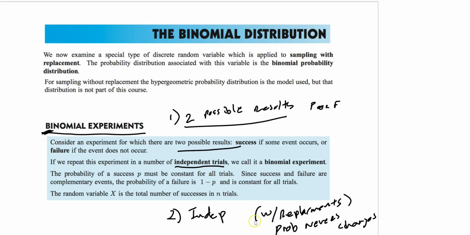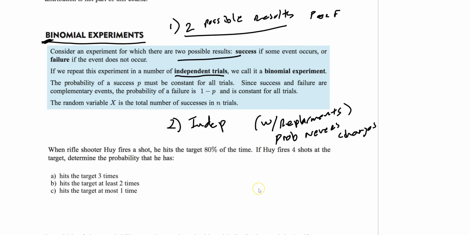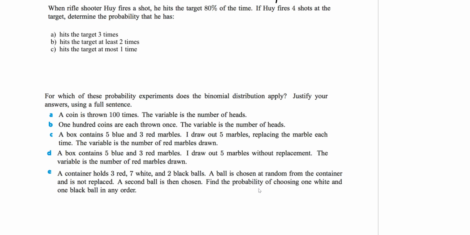This means the first step is being able to identify a binomial distribution problem. I think they're pretty easy to tell. Here's a good example of one you're going to see a lot. When a rifle shooter Huey fires a shot, he hits the target 80% of the time. If he fires 4 shots at the target, determine the probability that he has hit the target 3 times, or sometimes you might see exactly 3 times. It's a dead giveaway of binomial.